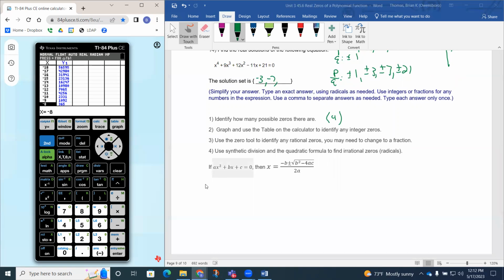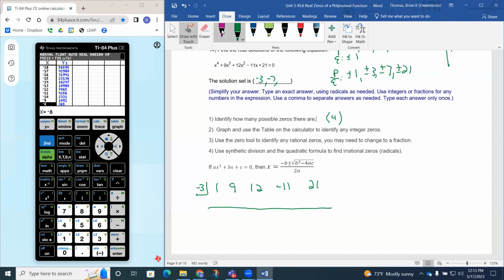So let's start with -3. And we're going to divide -3 into the x to the 4th. So we're just going to use the leading coefficients. So a 1, the 9. Notice how it does count down 4, 3, 2, 1, 0, so I don't have to put any placeholders in there. 1, 9, 12, -11, and 21. So remember, in doing synthetic division, the first number has to come down. So the 1 has to drop down.